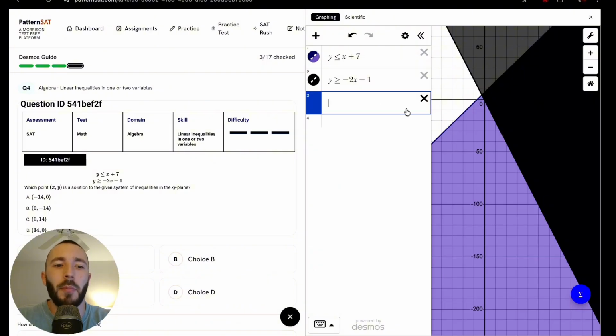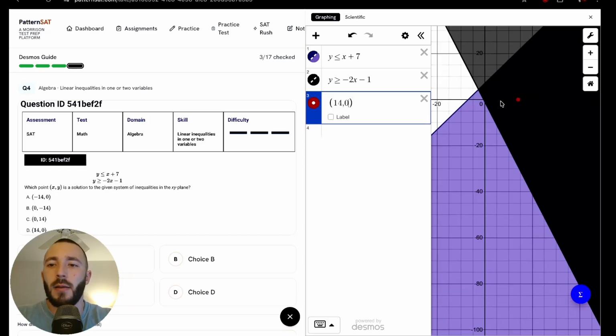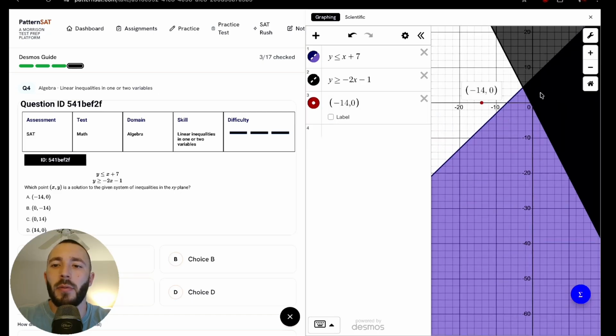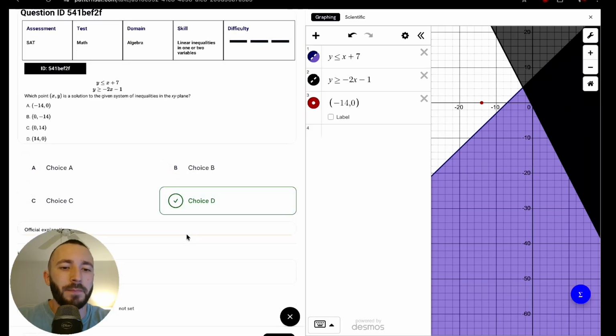Now, you could probably visually just figure out what the answer is, but if you want to be sure that the answer is 14 comma 0, which is definitely the answer, you could actually plot 14 comma 0 like this. And there it is in red. So we could see that it's comfortably in the dark zone. And by the way, if we look at a different point like A, negative 14 comma 0, that is outside of both regions. So that's clearly not the answer. So the answer is choice D.